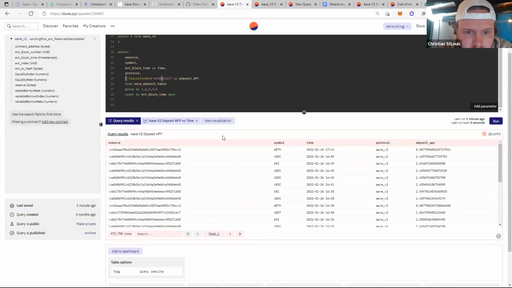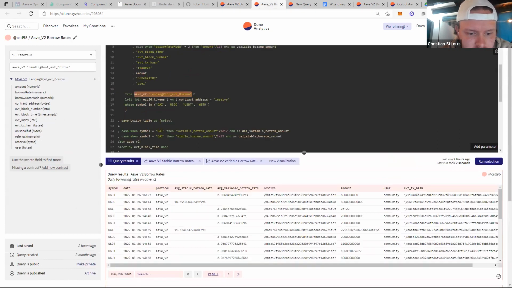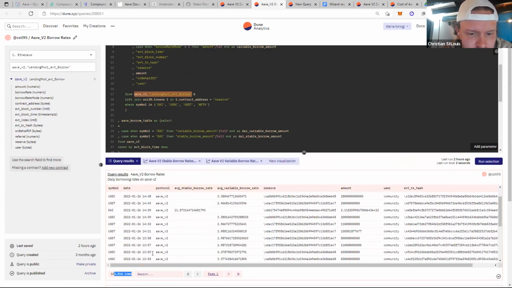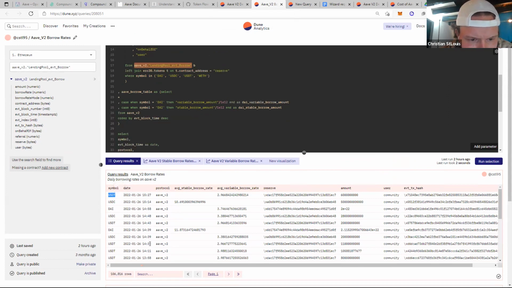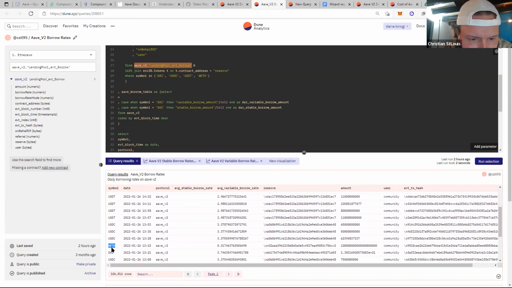So the issue that I was running into is you can see that this is 472,000 rows, and this is 106,000 rows. I was basically trying to figure out why that is. What I noticed briefly is that for this, you can see USDT, USDC, DAI, and then WETH, whatever you want to call it, there as well.